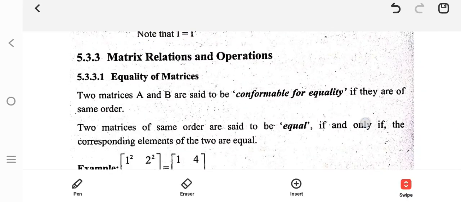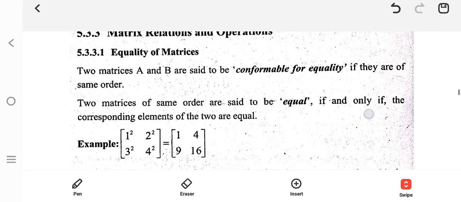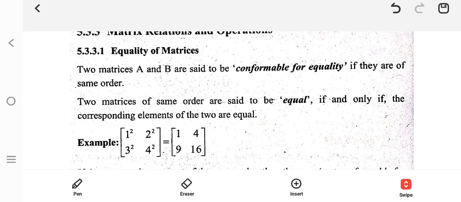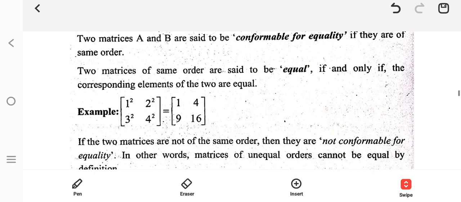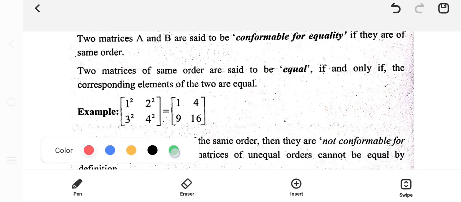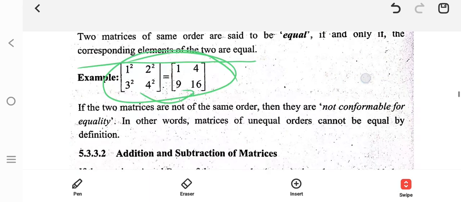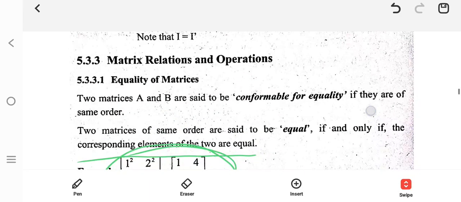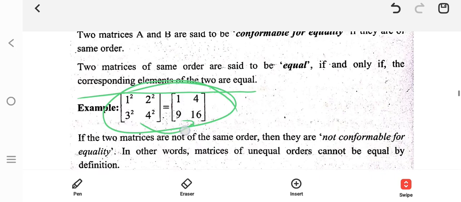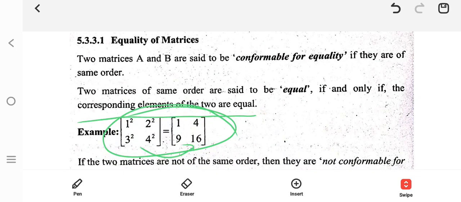And matrix relation operation, equality of matrix. So two matrices A and B are said to be conformable for equality if they are of the same order. So two matrices of the same order are said to be equal if and only if the corresponding elements of the two are equal. Here these matrices are actually equal. So this is the equality of these matrices, right?